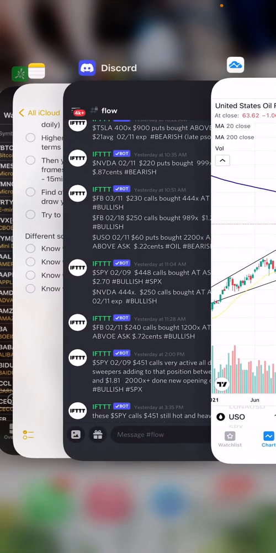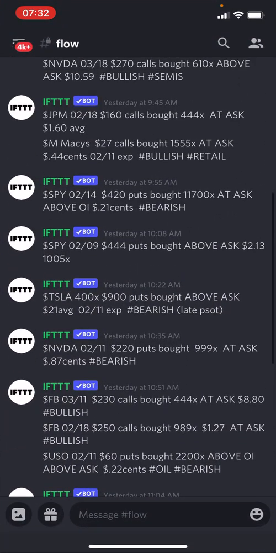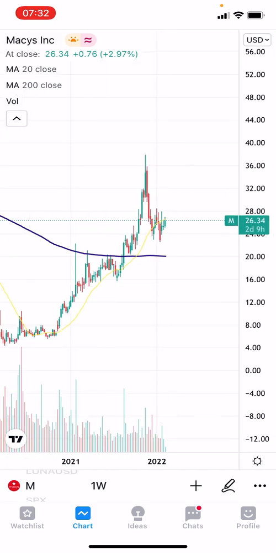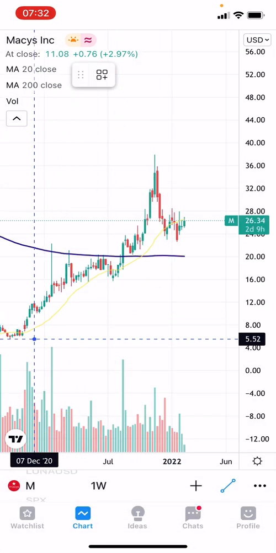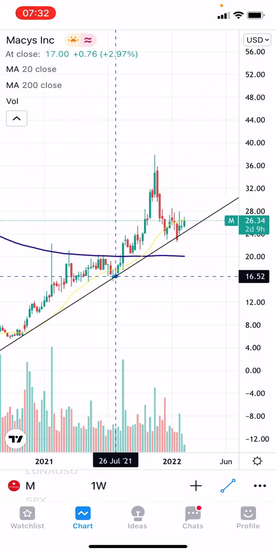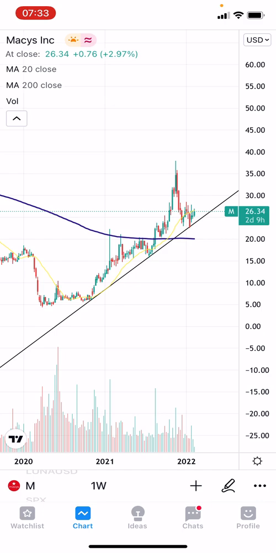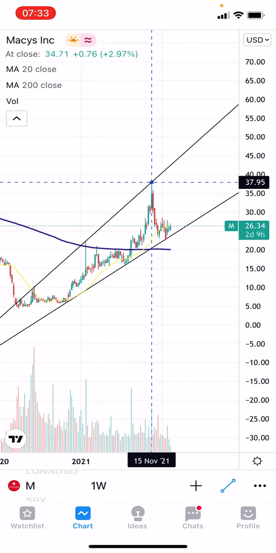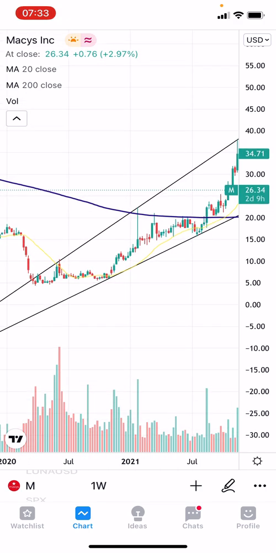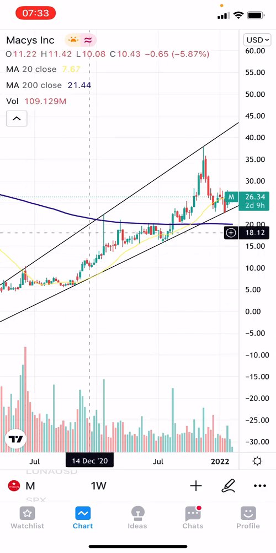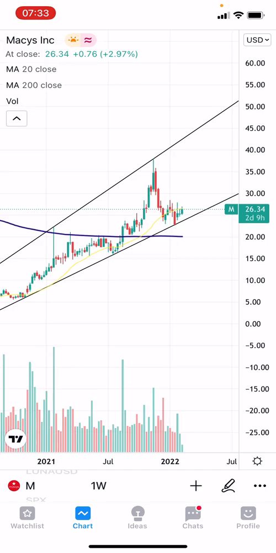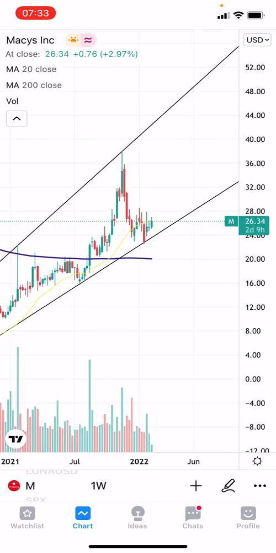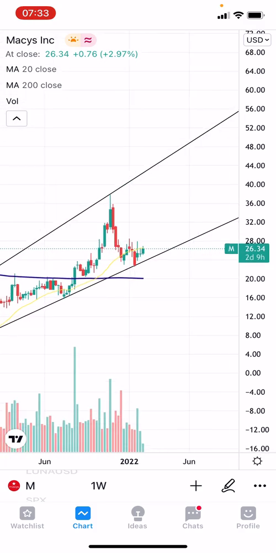Let's see another one. Macys, that's one I never look at. Okay, here we go. 1, 2, right there, perfect. And then here's another trend line. Look at that, you actually got 3 touches here: a touch here, here, and here. So that's a good trend line, and then one here, and one here, right? So Macys is possibly looking like a good buy here.